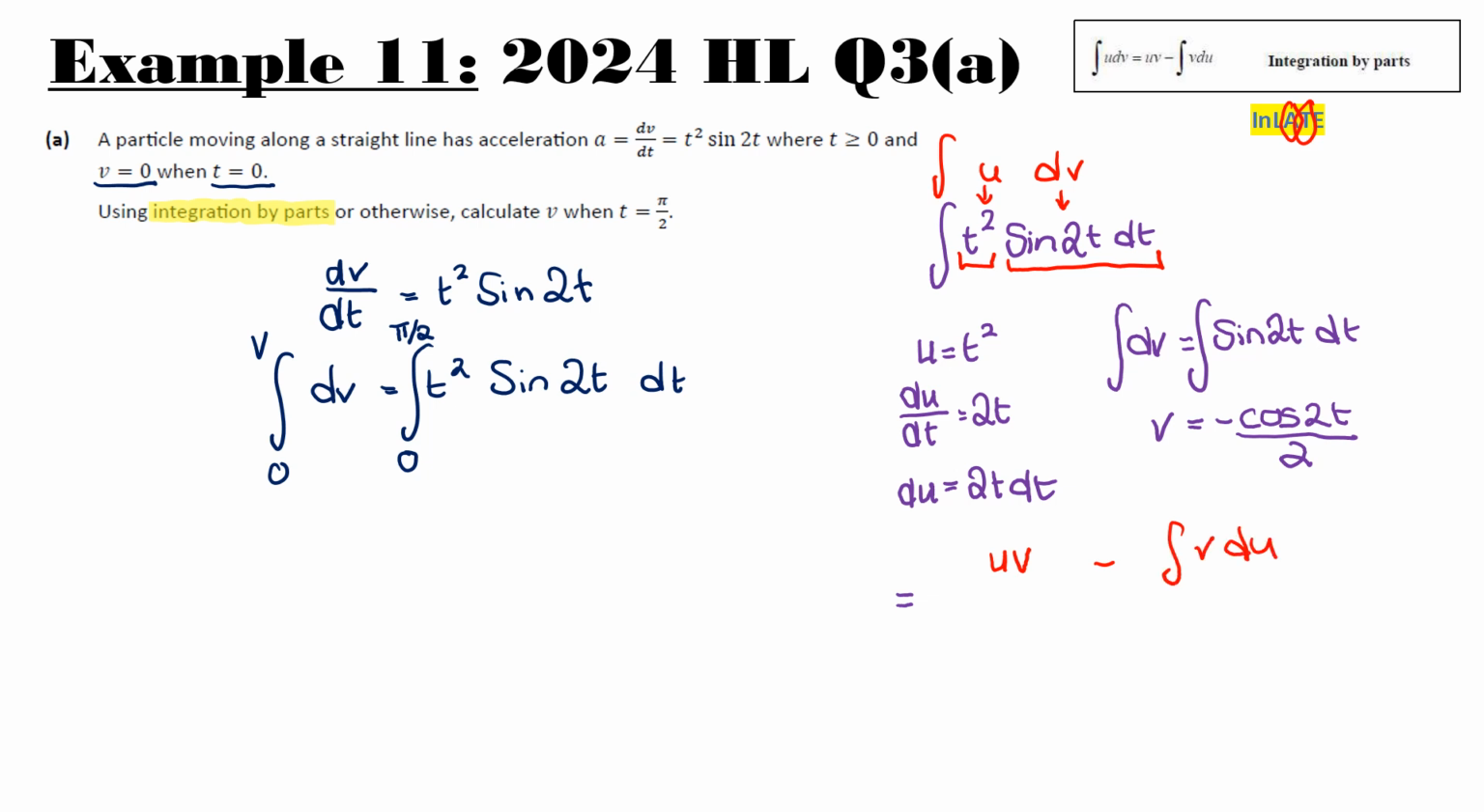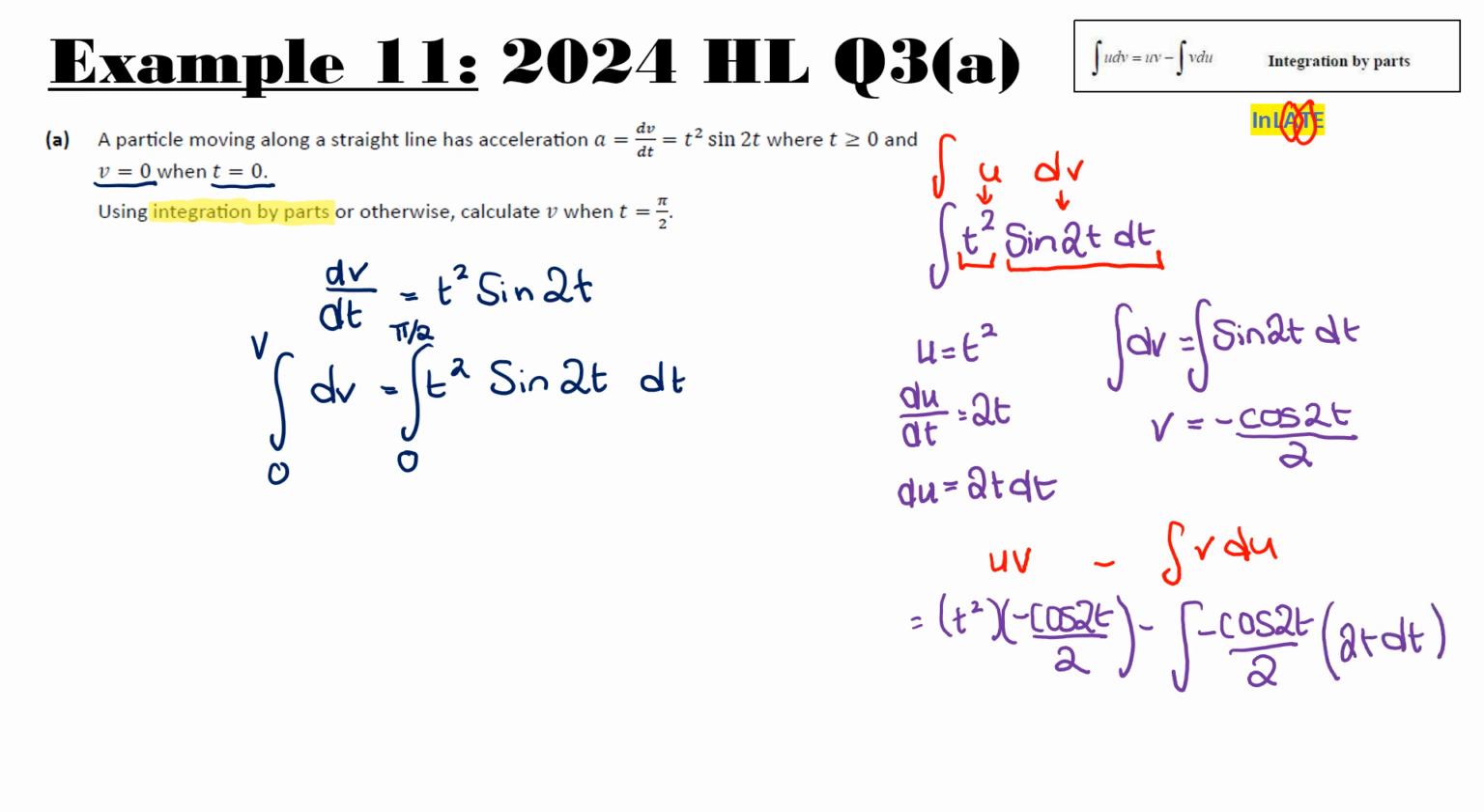So that's going to be for us u, which is t squared. Move this down a bit. T squared times v, which is minus cos 2t all over 2, minus the integral of v, minus cos 2t over 2, and du is 2t dt.